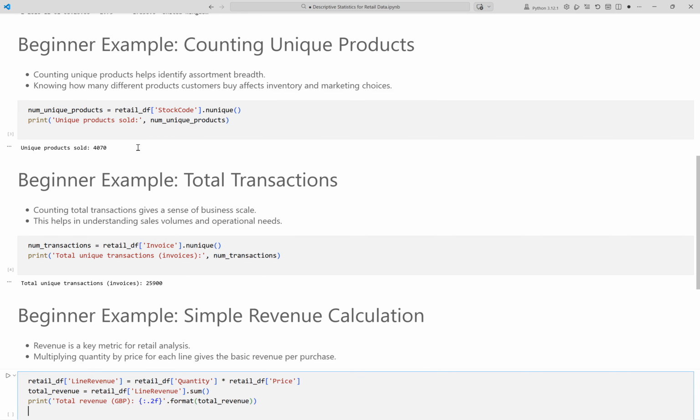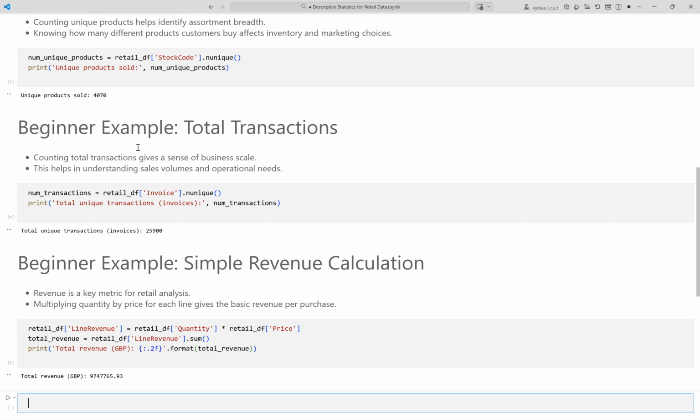Running the cell now. The output shows the total revenue generated from all purchases, calculated by multiplying the quantity and price for each item and then summing those values. This confirms that the code correctly aggregates line-level revenue into a single key metric, which is essential for understanding overall business performance in retail analysis. Practice: how would you calculate average revenue per transaction?